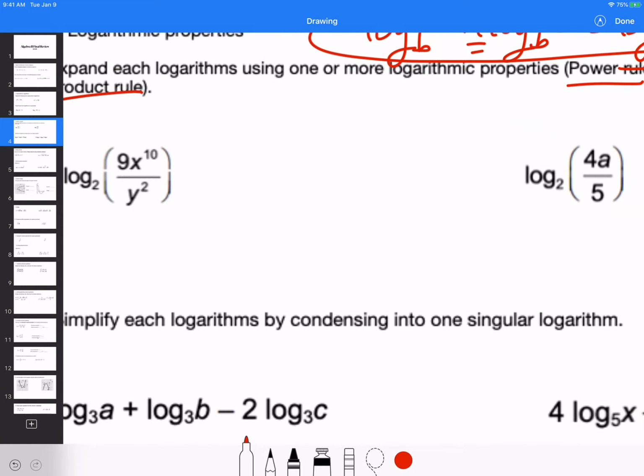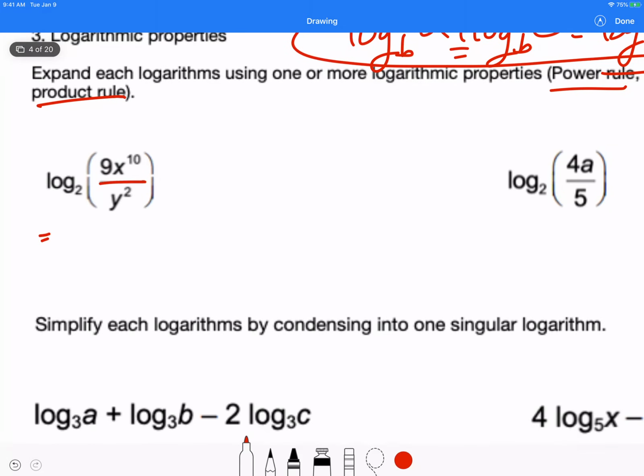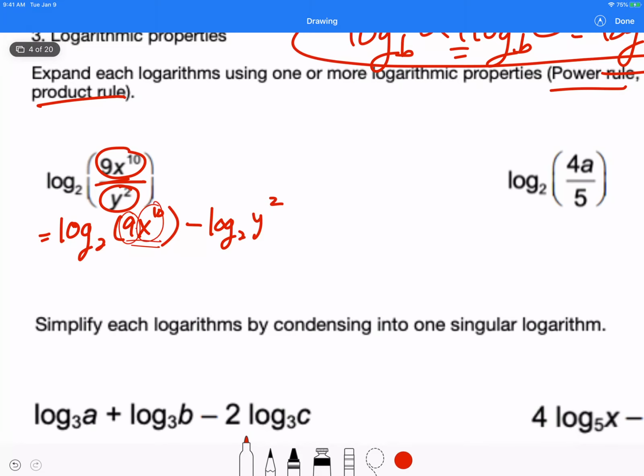So first, when I'm expanding this, I see this big division sign, which means I need to separate this and this entirely into two separate logarithms and say log base 2 of 9x to the power of 10 minus log base 2 of y squared, because it's being divided by. Then I need to separate this one once again. It's 9 times x. So if I'm separating the 9 and the x to the power of 10, this becomes log base 2 of 9 plus log base 2 of x to the 10th minus log base 2 of y squared.